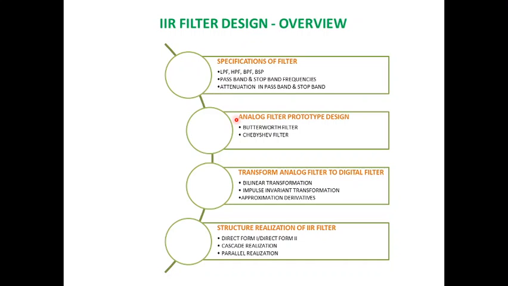So what we have to first do is create an analog filter prototype. In your electronic circuits or LIC courses, you would have studied about these analog filters, and those analog filter characteristics have to be prototyped here. So the first step will be analog filter prototype design, and hence we will be going for two techniques, Butterworth filter approximation and Chebyshev filter approximation, where we will obtain the characteristics of an analog filter. After this, the analog filter will be converted into a digital filter using transformation techniques such as bilinear transform, impulse invariant, and approximation of derivatives.